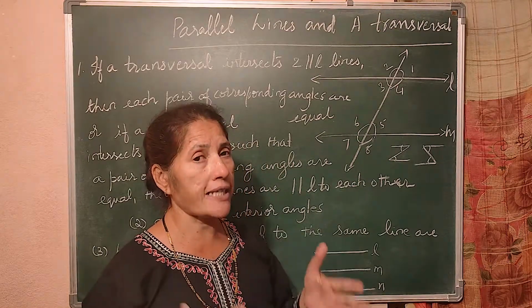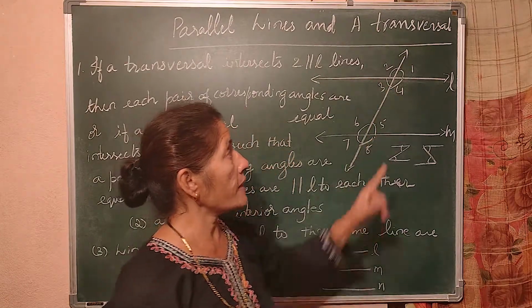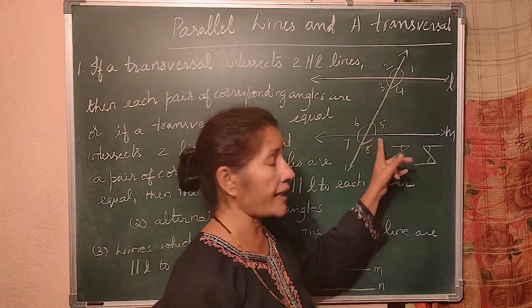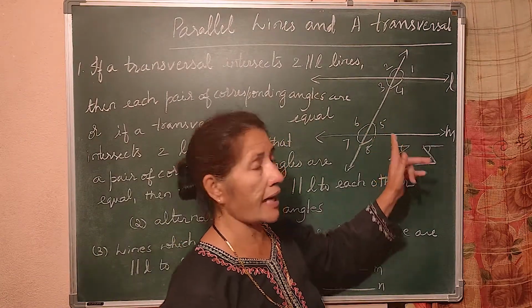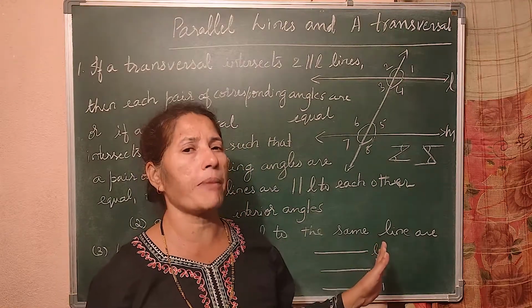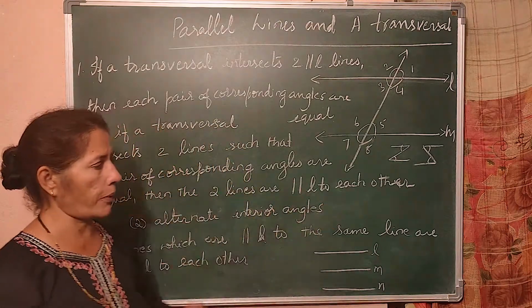So, when the two lines are parallel, vertically opposite angles are equal, corresponding angles are equal, alternate interior angles are equal, and the interior angles on the same side of the transversal are supplementary. Did you understand? So, that is the property.